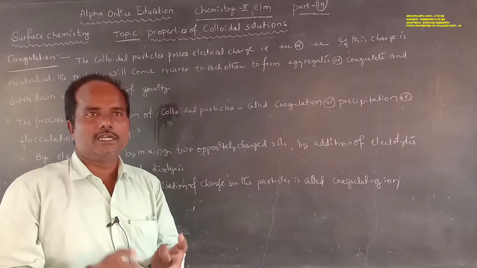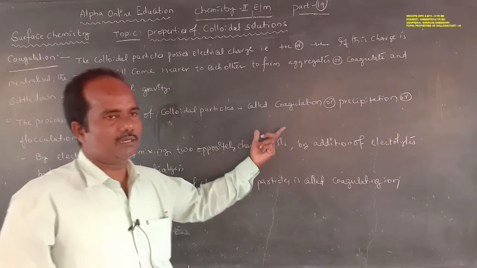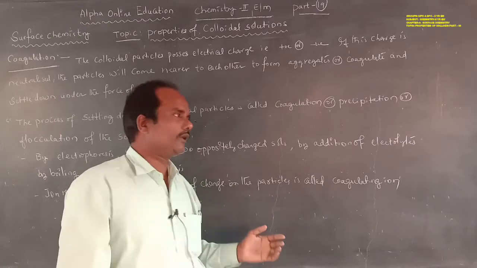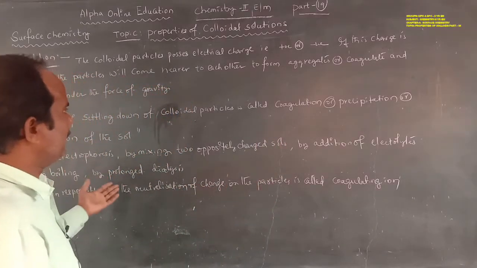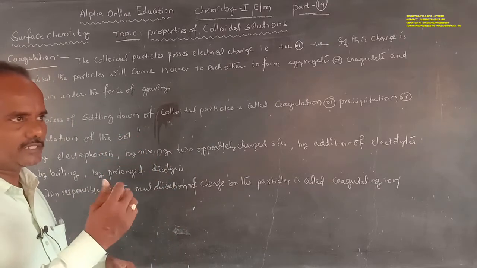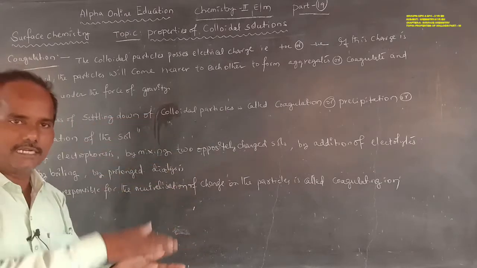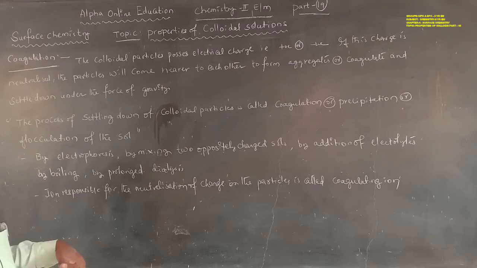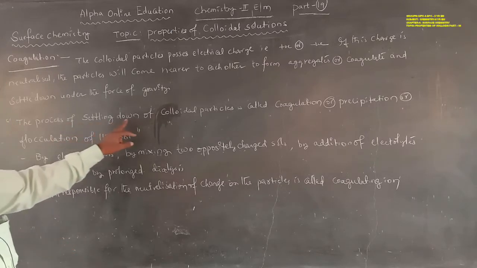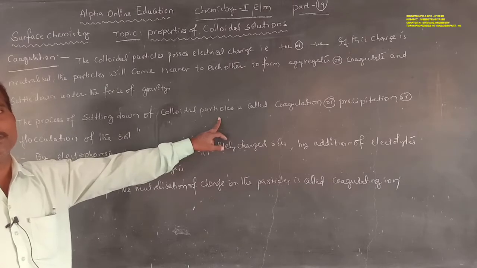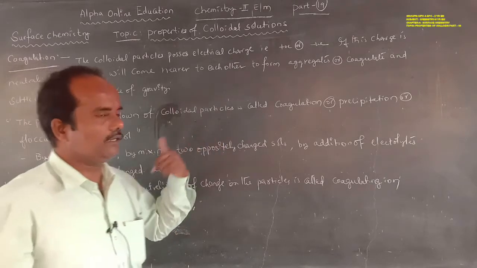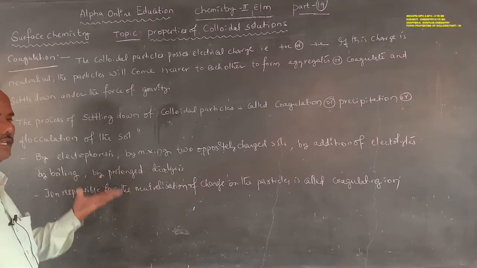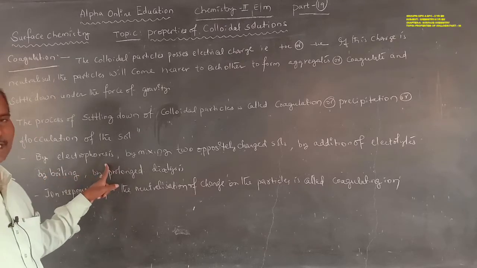Whereas in the colloidal state, the dispersion medium and the dispersed phase are somewhat mixed. When coagulation happens, the dispersed phase is completely settled down. So this process is called coagulation: the process of settling down of colloidal particles. Next, coagulation happens by means of electrophoresis.